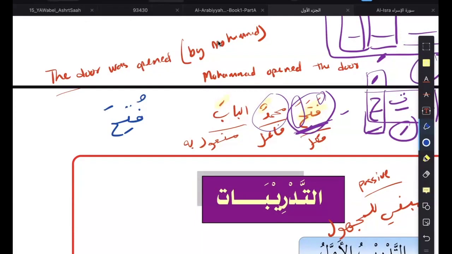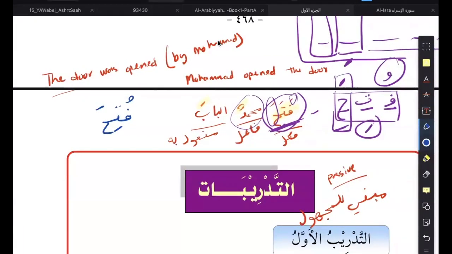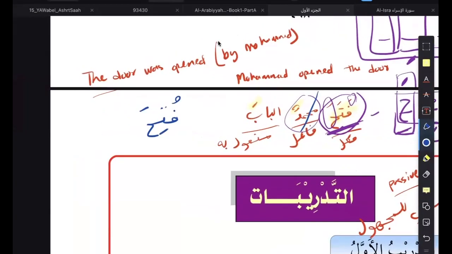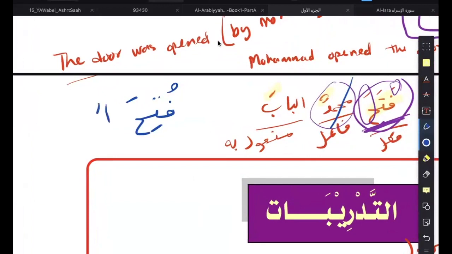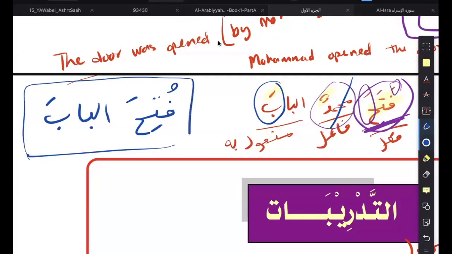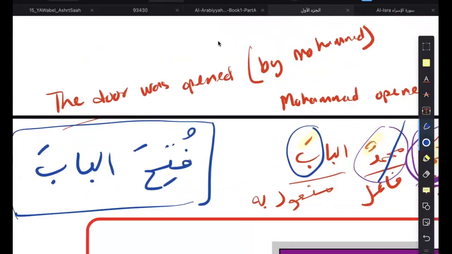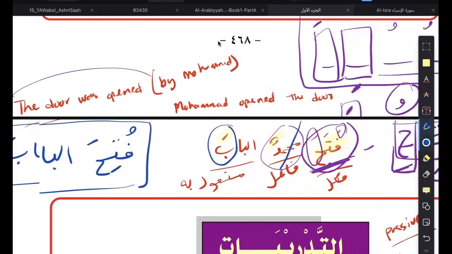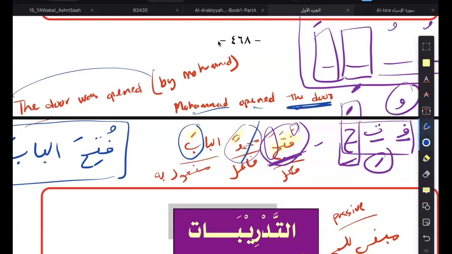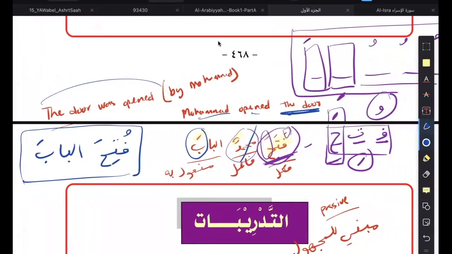Futiha. That's good. The second thing is that we drop Muhammad. So we don't have Muhammad. What we're left with is al-bab. Remember, here al-bab was with a fatha, because this was an object. When we say the door was opened in English, the first sentence is very clear: Muhammad opened the door. So the door is the object. Muhammad opened the door. So the door is still the object.